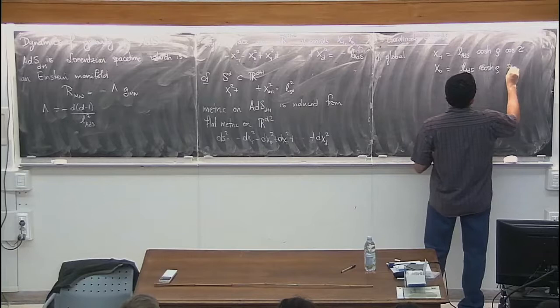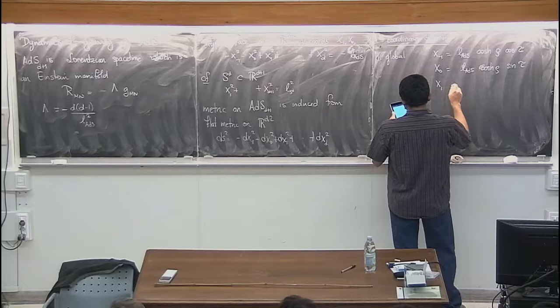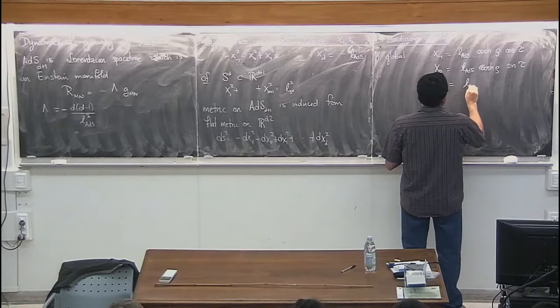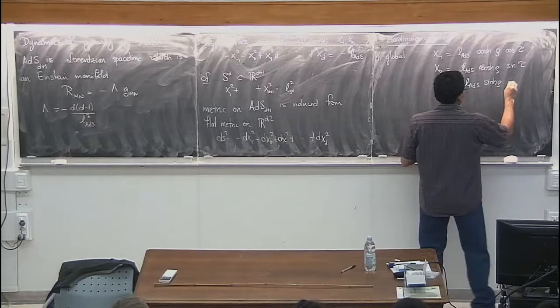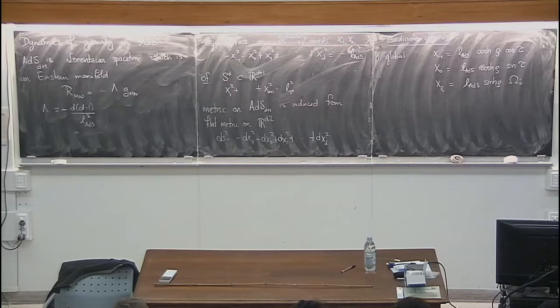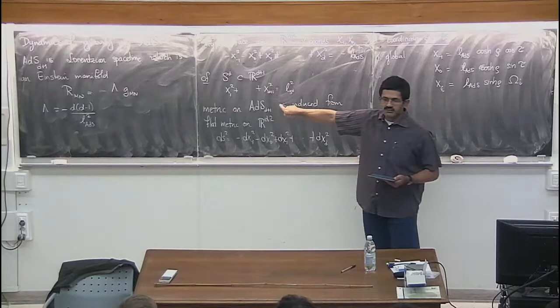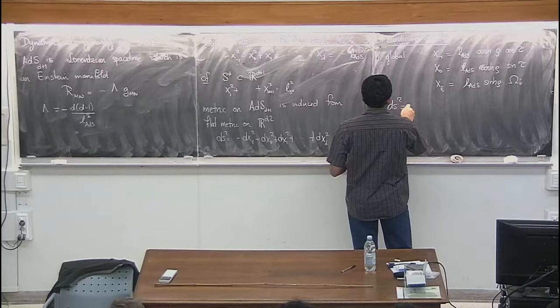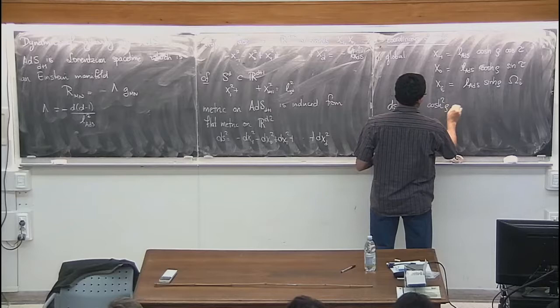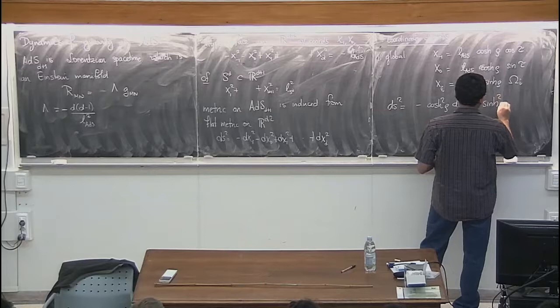And you can take x1 to xd. Okay, let me write it this way. x_i to be L_AdS sinh rho times omega_i. If you like, omega_i are direction cosines, but really what they are is a unit vector in R^d. Okay. So then the metric becomes cosh squared rho d tau squared plus sinh squared rho d omega squared plus d rho squared.